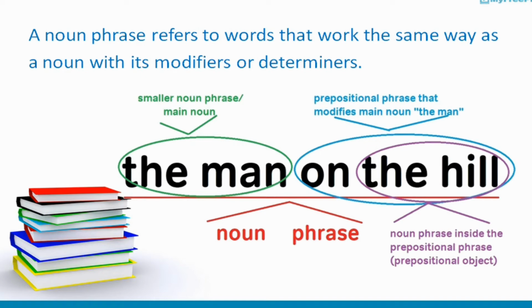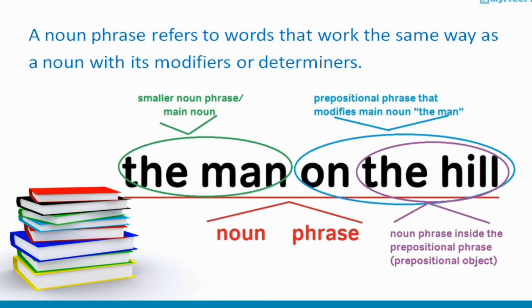Here is an example, the man on the hill. It is a complete noun phrase. If we break it down and go into the depth of this big noun phrase, we will find some other smaller phrases. Let's see, the man. The man is a smaller noun phrase which comes with its modifier, the definite article the. Another part of this big noun phrase is on the hill. It is a prepositional phrase that modifies the noun man.